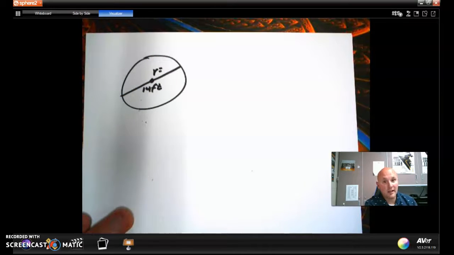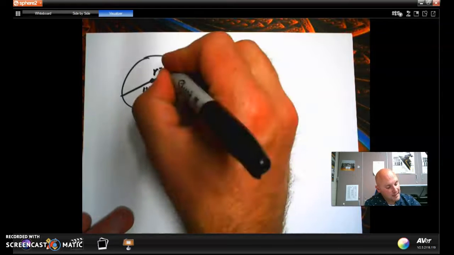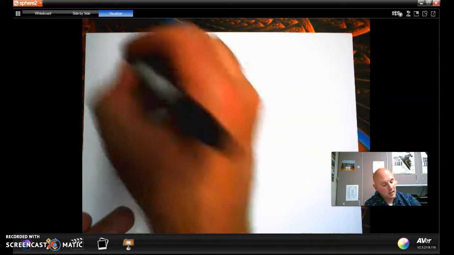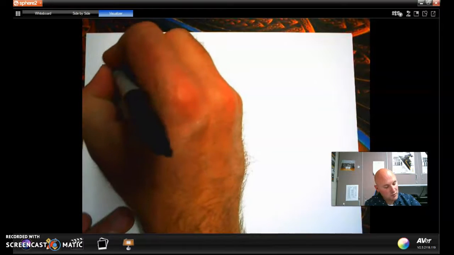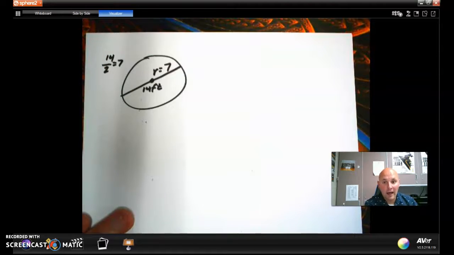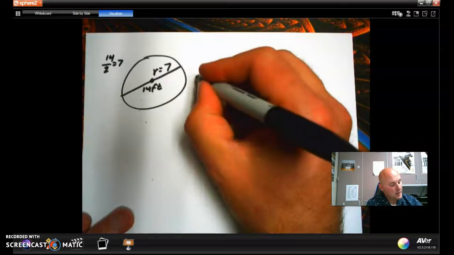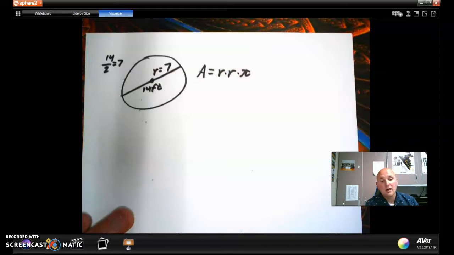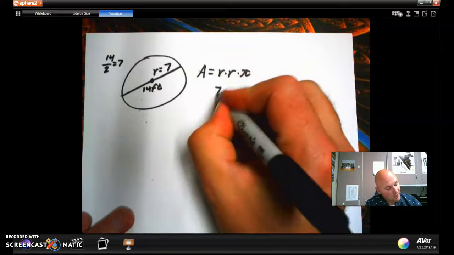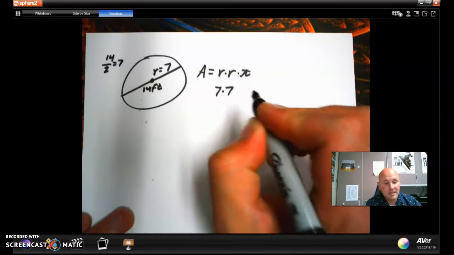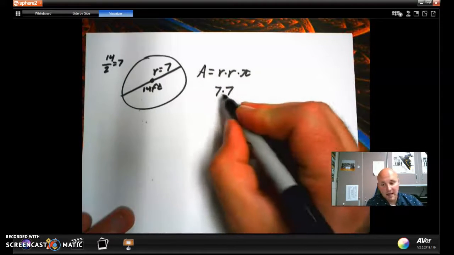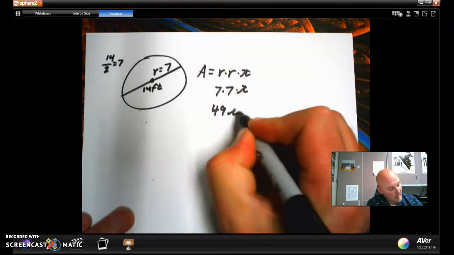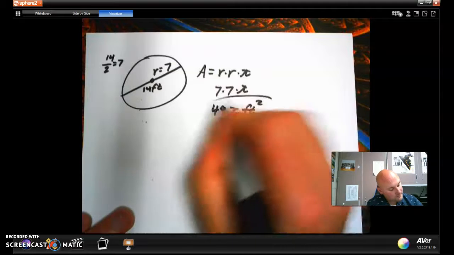For some of you, you might have realized. For others, not yet. But the radius is 7, because 7 plus 7 is 14. I went 14 divided by 2, and I got 7. Now, I can find the area. Area equals radius times radius times pi. That means 7 times 7, not 14 times 14. 7 times 7 times pi, which is 49 pi feet squared.